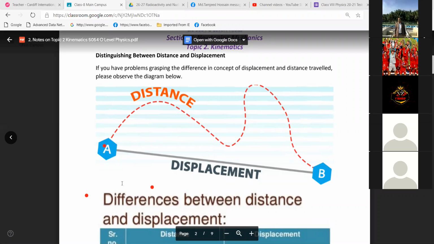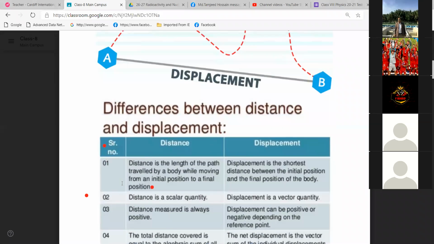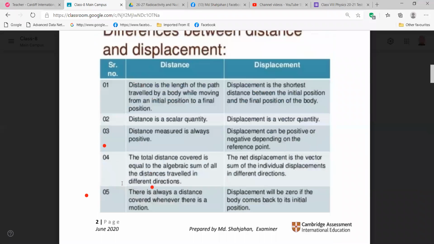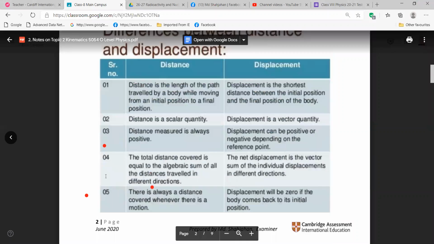We have some differences in a table. I uploaded this table yesterday. Did you see it? Yes, sir. I have printed it. Okay. So here we have the differences. I want Anmol to continue these differences.